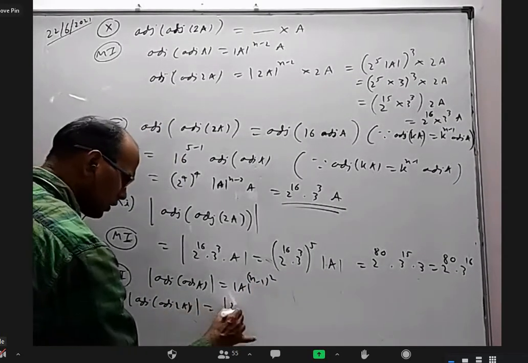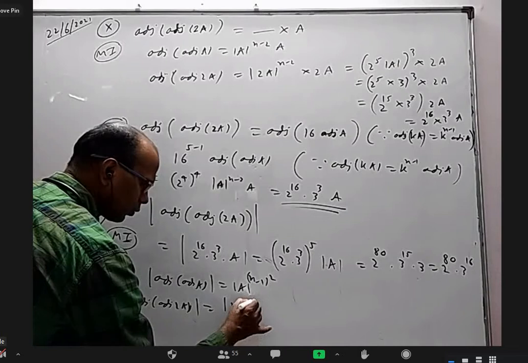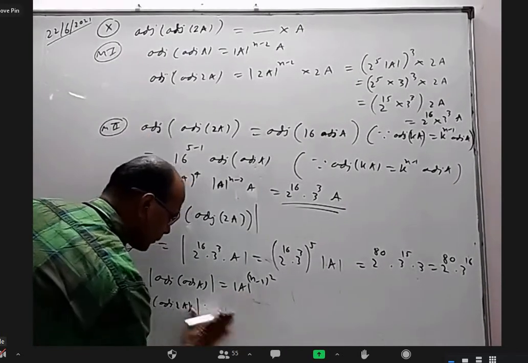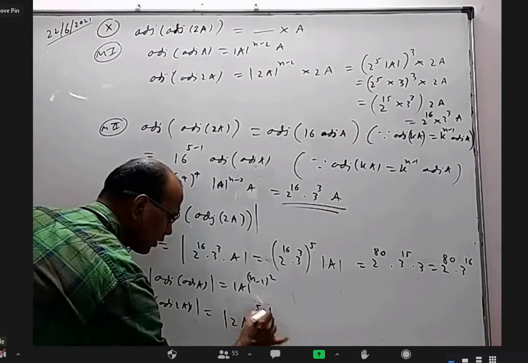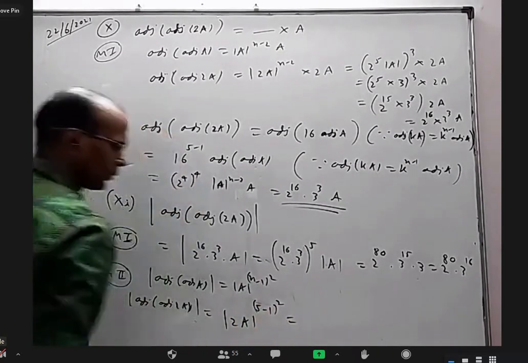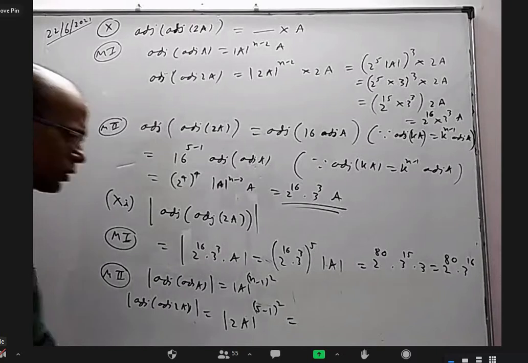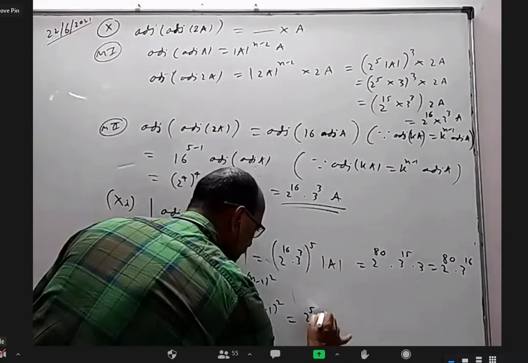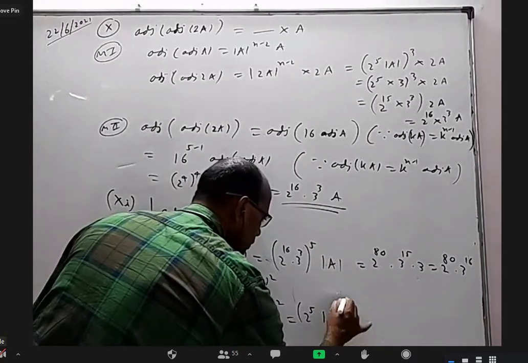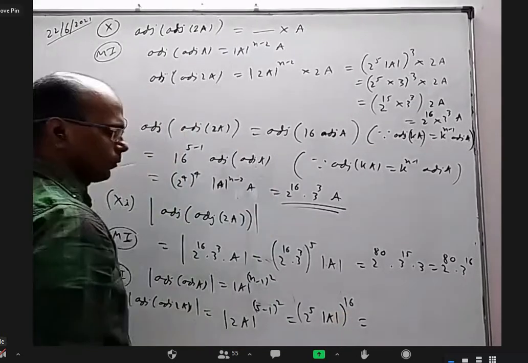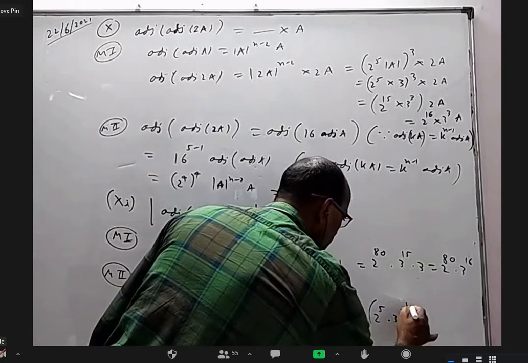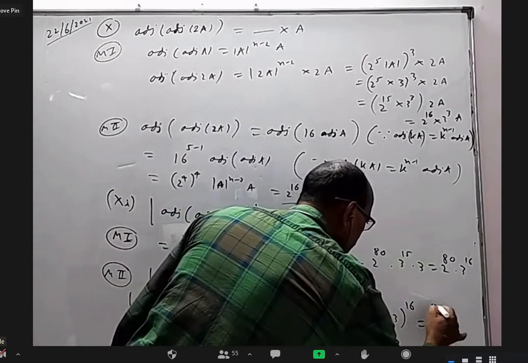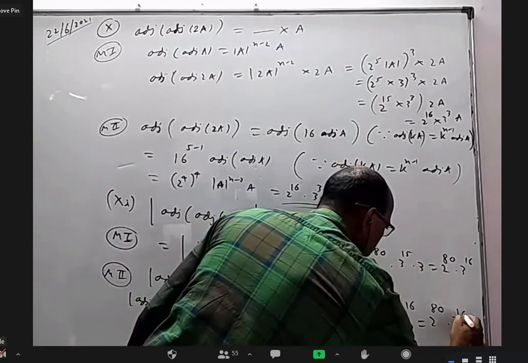Like that, it is det of 2A whole power 4 square. Det of 2A whole power 5 minus 1 whole square. Det of 2A is 2 power 5 into det A whole power 16. That is 2 power 5 into 3 whole power 16. 2 power 80 into 3 power 16.